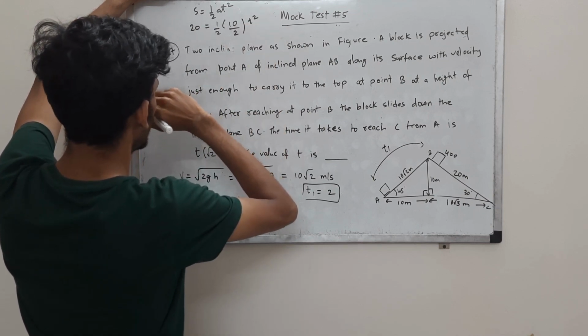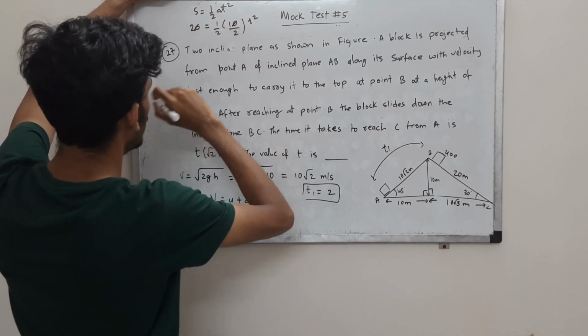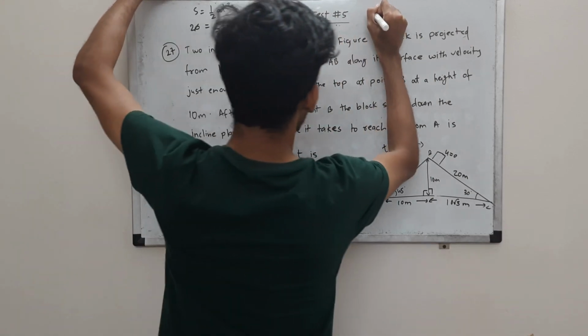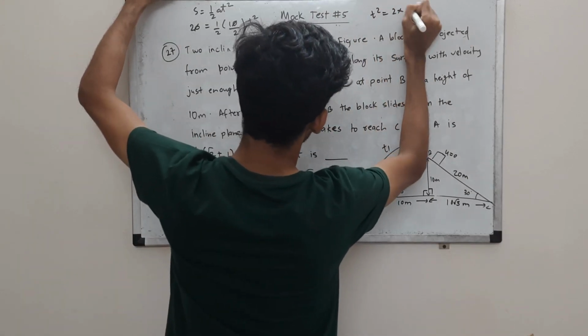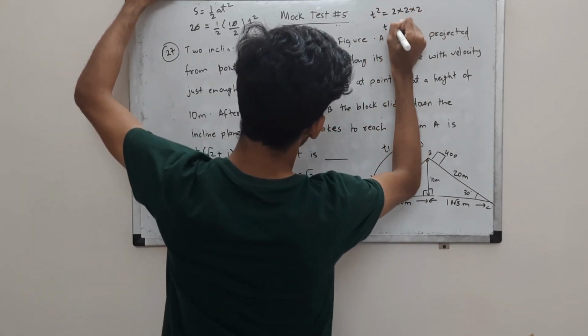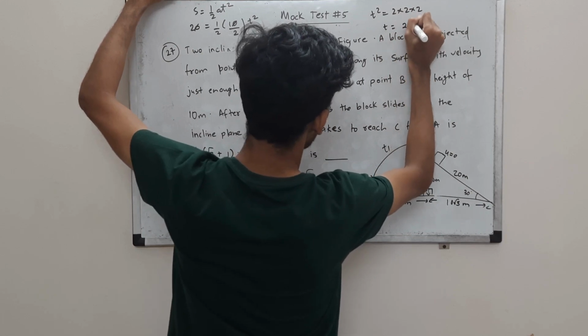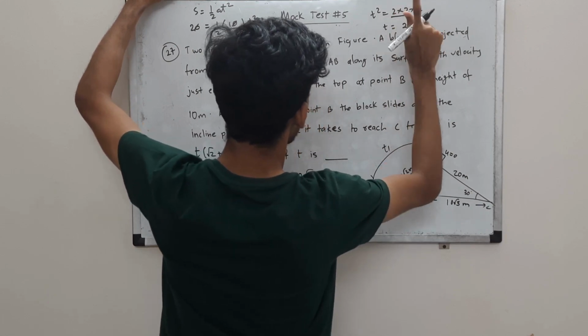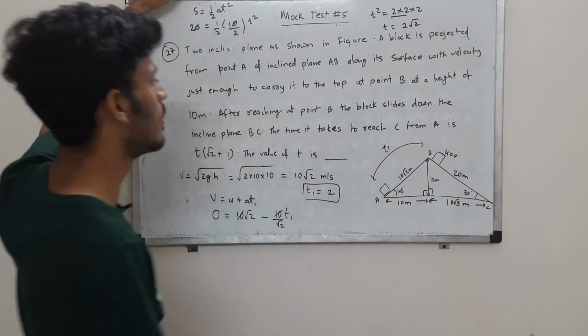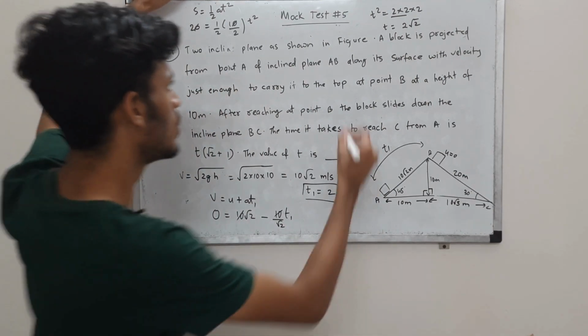Okay, so you can see this and this can get cancelled, so basically t square will be 2 times 2 times 2. So if you take root of that, it is 2 root 2. Okay, this 2 will become 1 and that will remain as root 2. Okay, so this is t2.